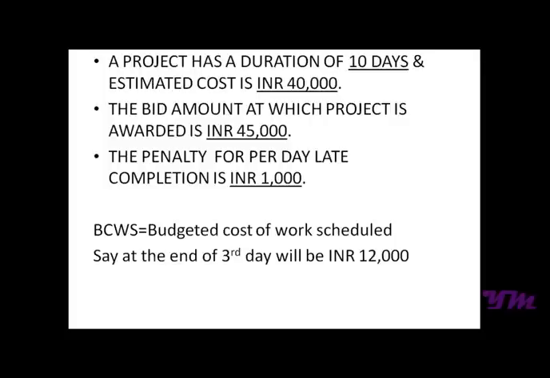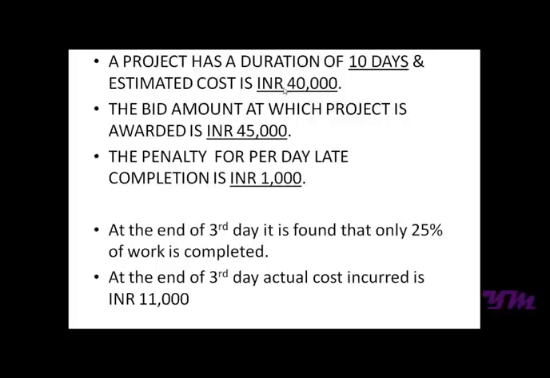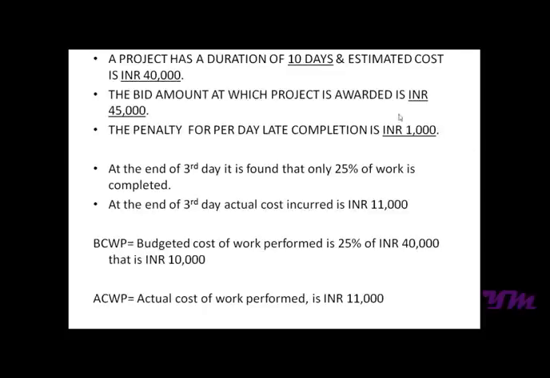Now the BCWS, which is known as budgeted cost of work scheduled, at the end of the third day will be rupees 12,000, as it is rupees 4,000 per day, which we can see over here. Now say at the end of the third day it is found that only 25% of the work is completed and the actual cost incurred is say 11,000. So 25% of 40,000 is INR 10,000, which is known as budgeted cost of work performed, while the actual cost incurred, that is actual cost of work performed, is rupees 11,000.